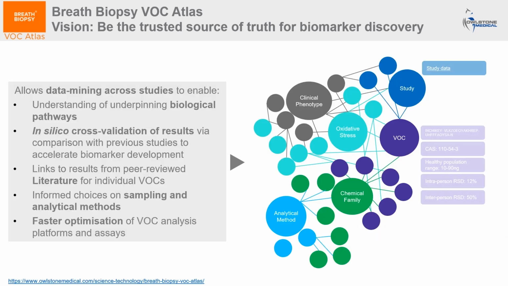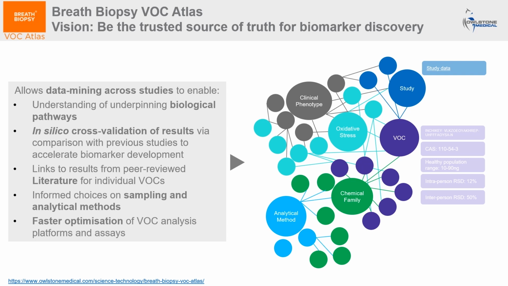Once you know the identity and the concentration of a VOC, and if your data is accurate enough, you can start comparing data sets and mining that data for more powerful insights. For example, you can perform cross-validation of results by a comparison with similar studies. We also have a wealth of literature references in Atlas.